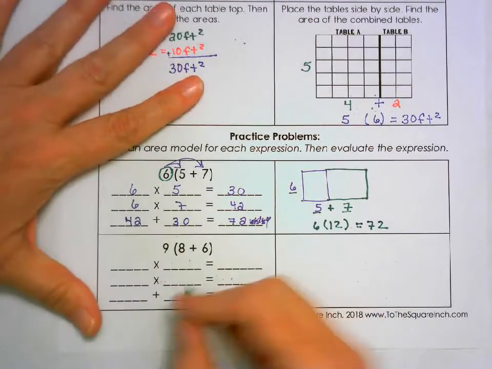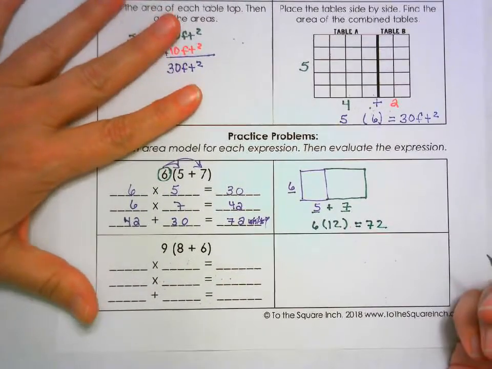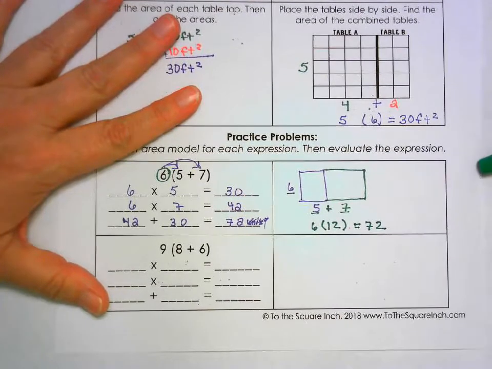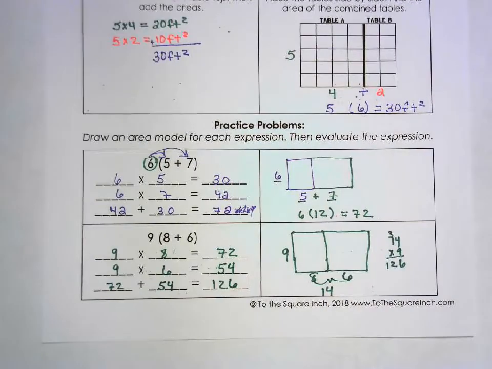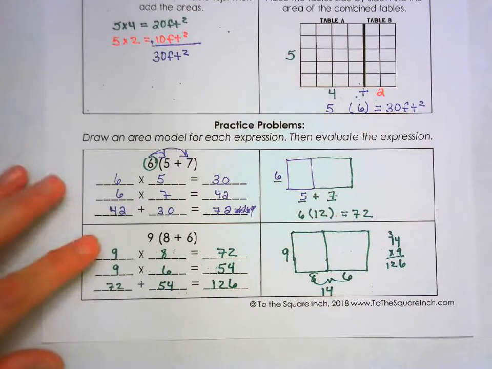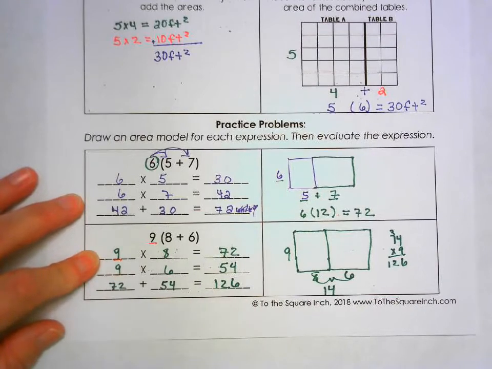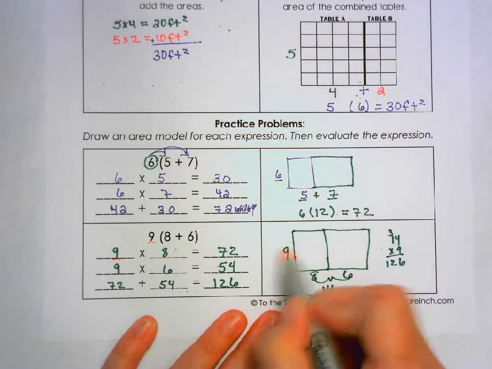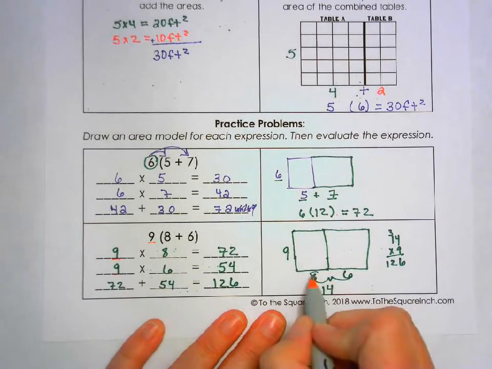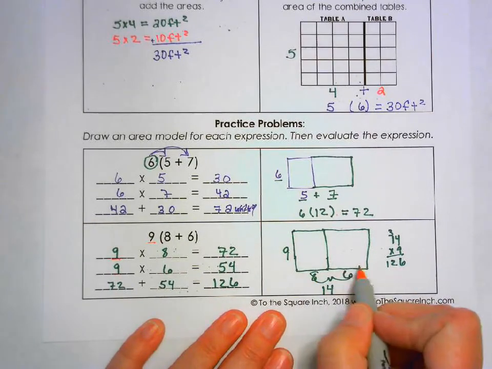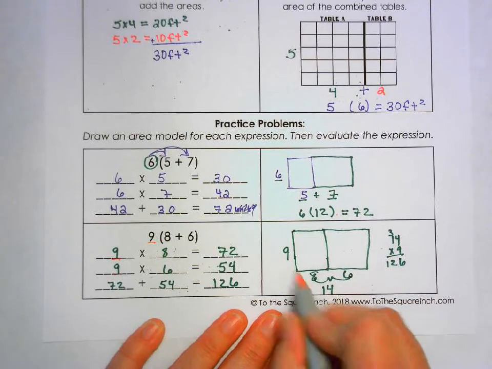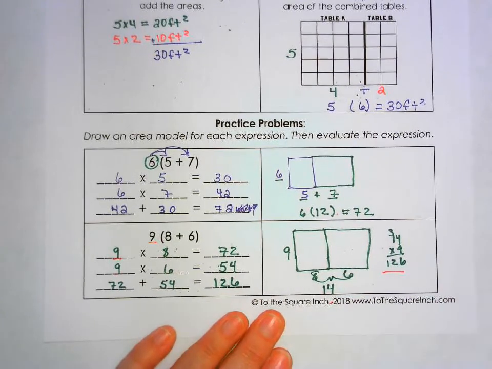Let's try one more. 9 times 8 plus 6. Try this one and then check back in. Did you get the correct answer? As we check over our work, we see that the 9 is used to multiply by both numbers. So it goes on the short side. Then I have 8 times 6, not drawn to scale. 8 plus 6 is 14. The answer is 126. Same answer.